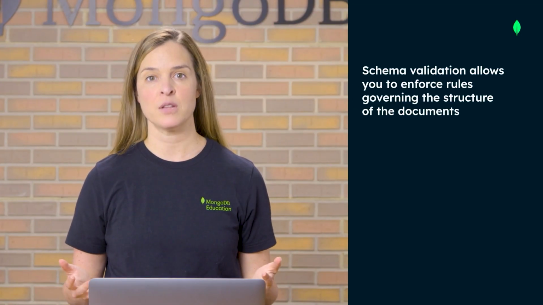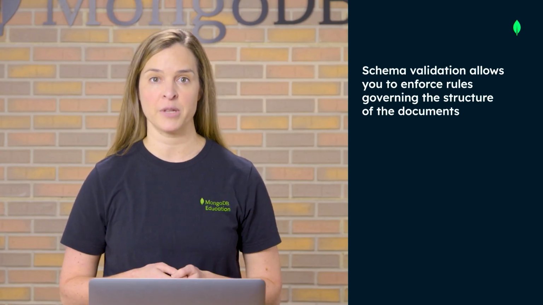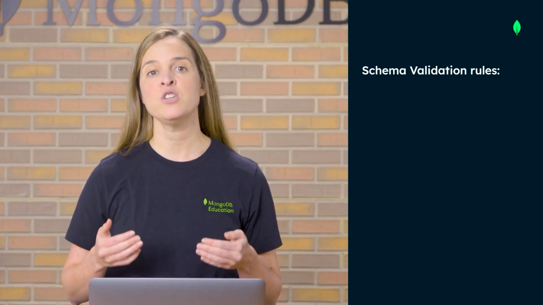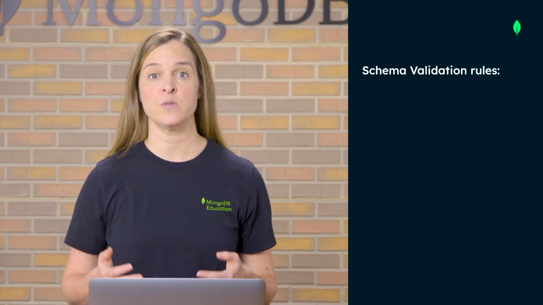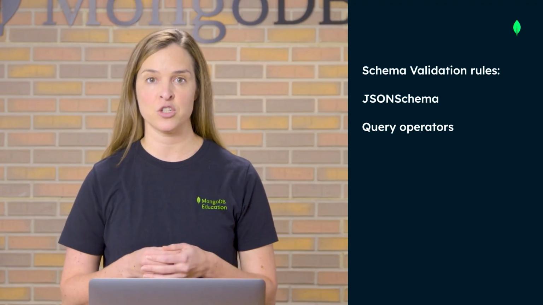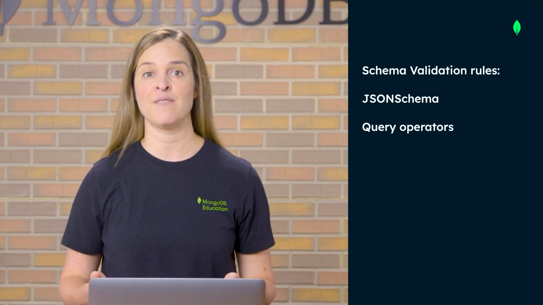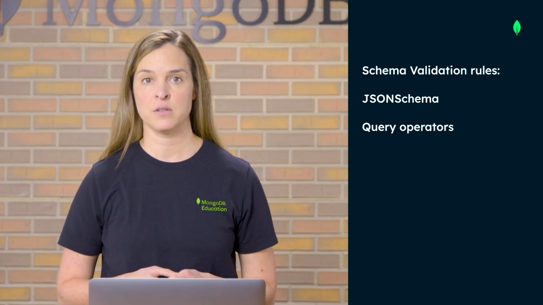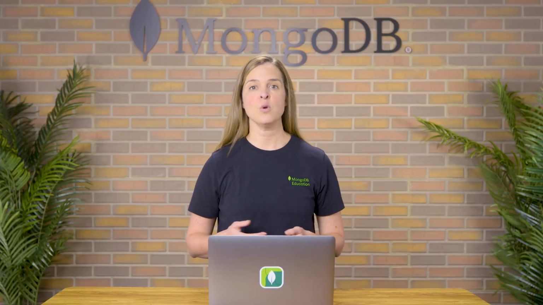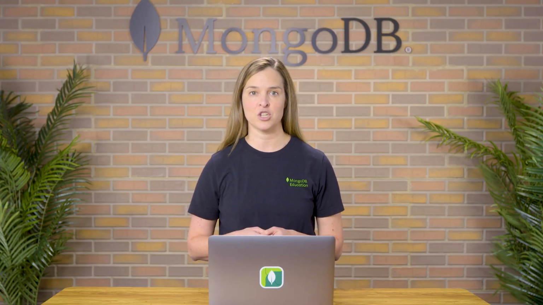Let's recap what you learned in this lesson. Schema validation allows you to enforce rules governing the structure of the documents in your application. With MongoDB's schema validation feature, you can use the JSON Schema standard or query operators to define validation rules. And in addition to validation rules, we can also specify validation levels and actions. Finally, we walked through how to set up schema validation rules for the reviews collection in our Bookstore application.